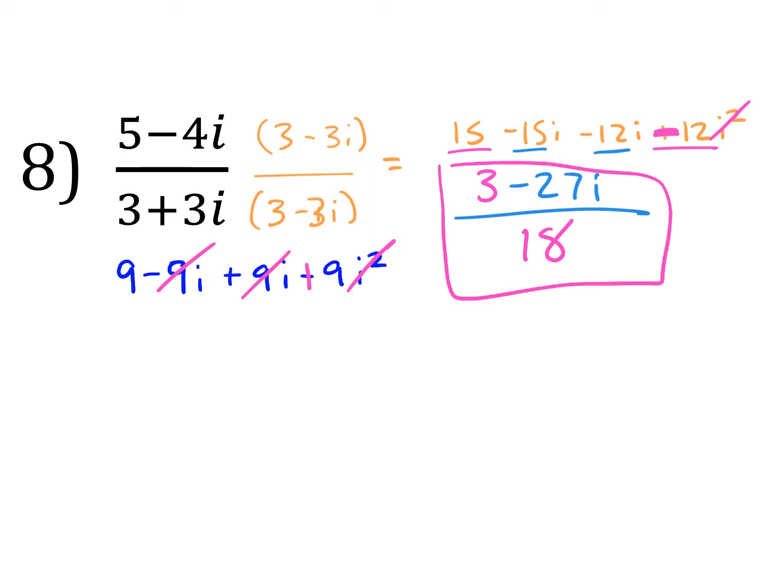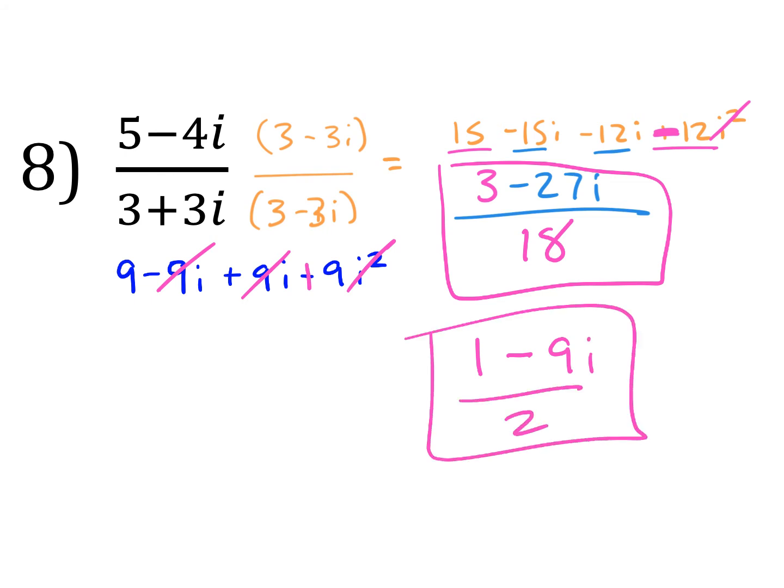Can I simplify this? Yes. How? Everything's divisible by 3, so I can divide everything by 3. So I would get 1 minus 9i over 2. Wait. Nope, you're right.